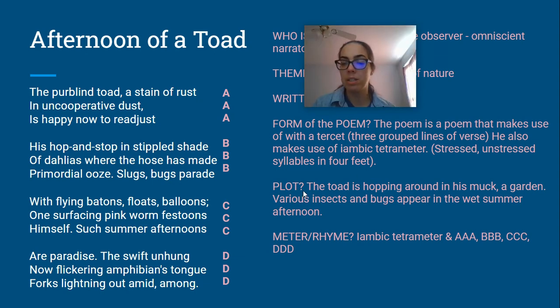And then the meter and rhyme, I pulled it down here. We've got iambic tetrameter. And it's going to be AAA, BBB, CCC, DDD, because we've got rust, dust, readjust, and shade, may, parade, balloons, festoons, afternoons, and unhung, tongue, and among. So that is your rhyme scheme. And then if you noticed, the purr, blind toad, a stain of rust. Da, da, da, da, da, da, da, da. Kind of like a horse. Dun, dun, dun, you know?